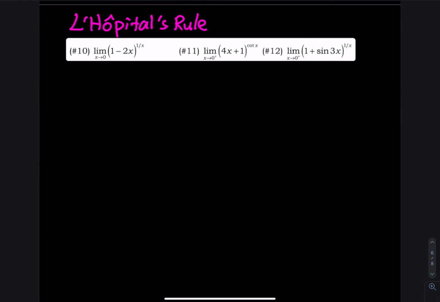In this video, we are going to discuss these three limits. We are going to evaluate these three limits using L'Hopital's rule. So the first one, number 10, we have the limit as x approaches 0 of (1 minus 2x) raised to the 1 over x power.